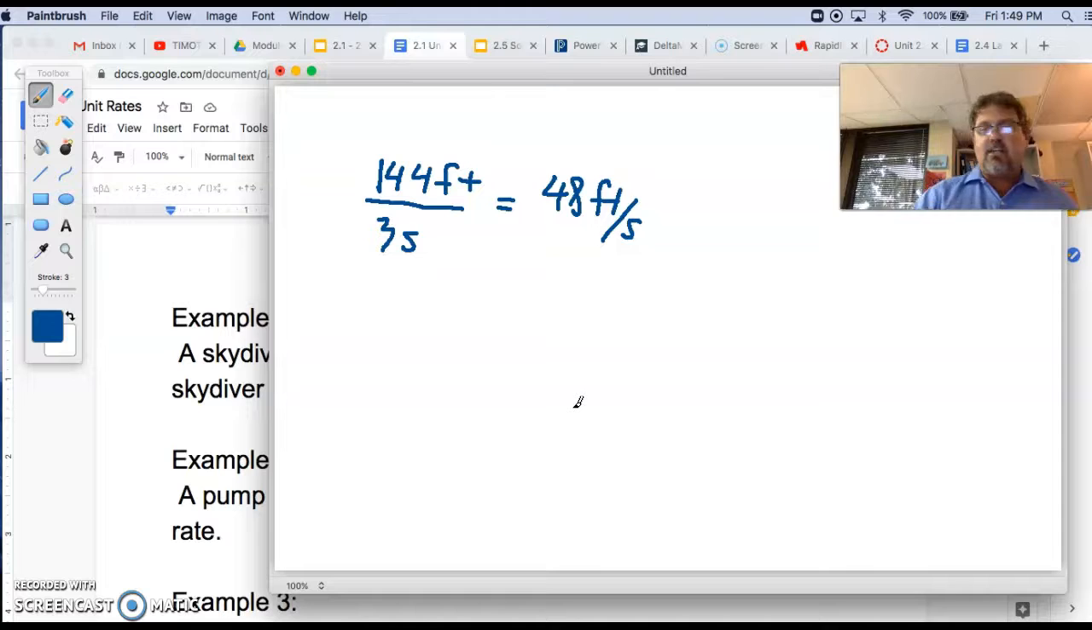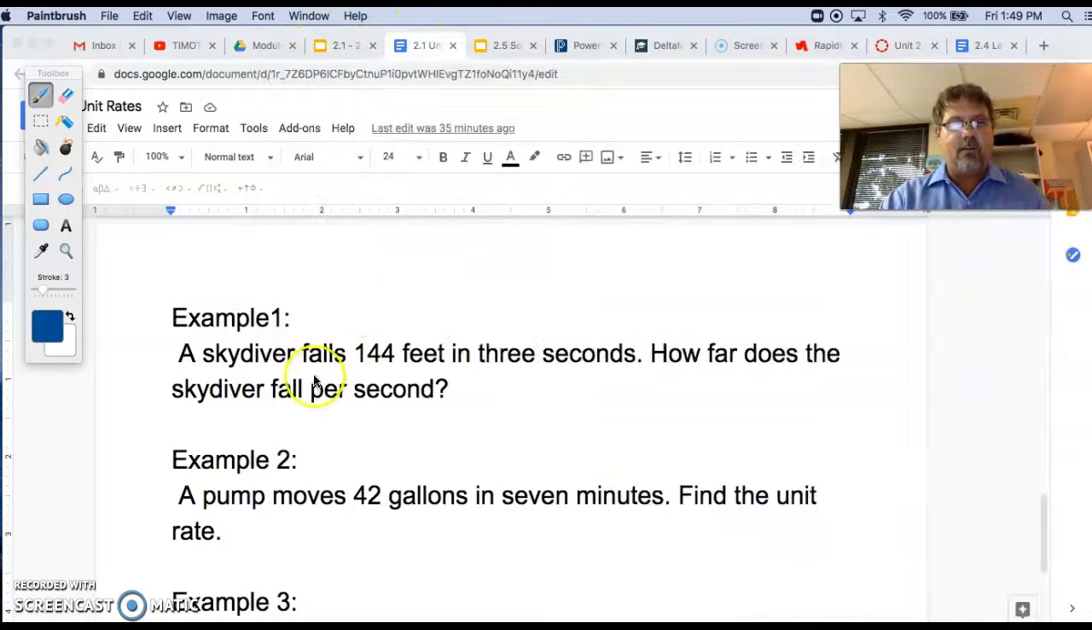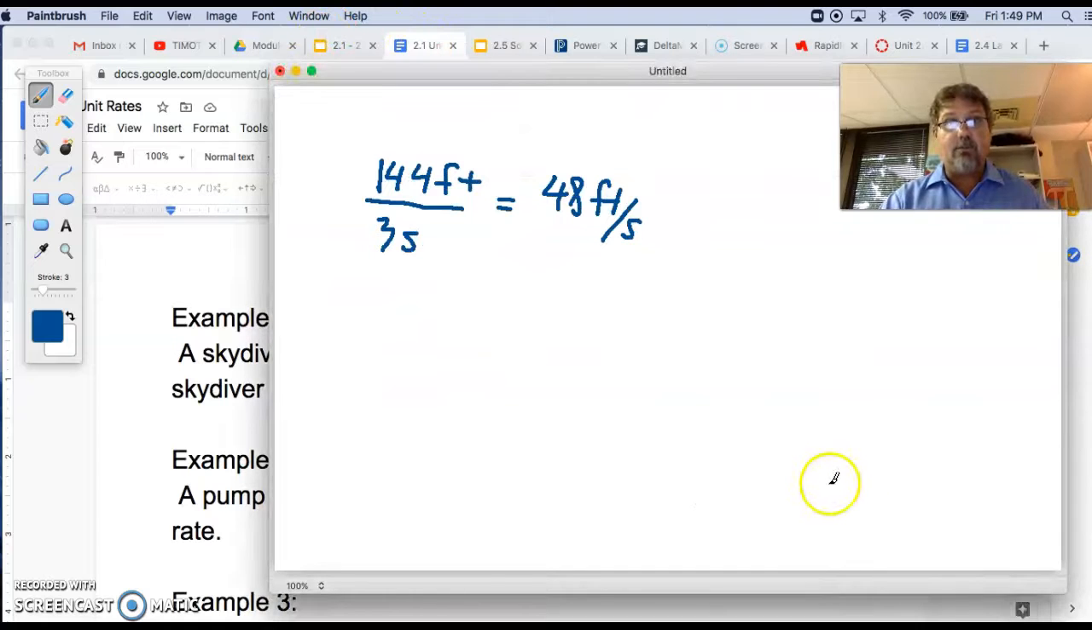Because a follow-up question could come after this, like, how many feet will the skydiver fall in 7.5 seconds? Well, that's really hard to answer with the original rate. But with a unit rate, that's pretty easy. We'd multiply this by 7.5, right?